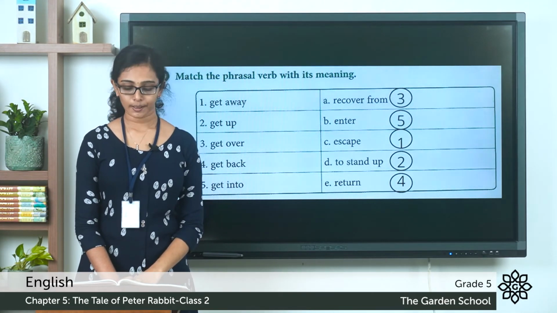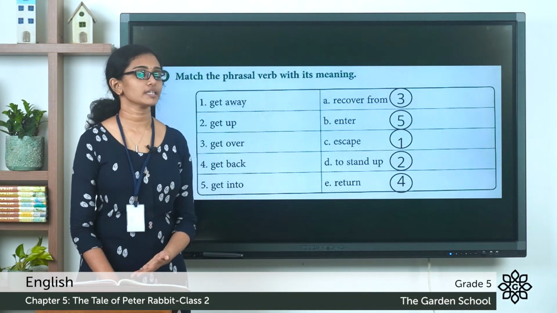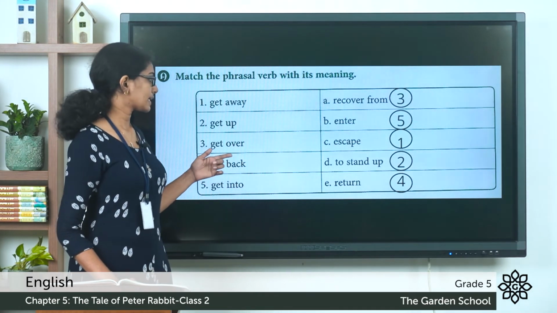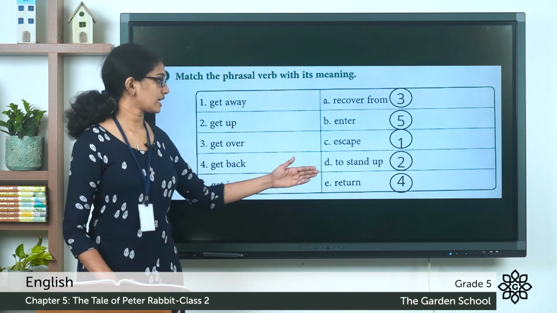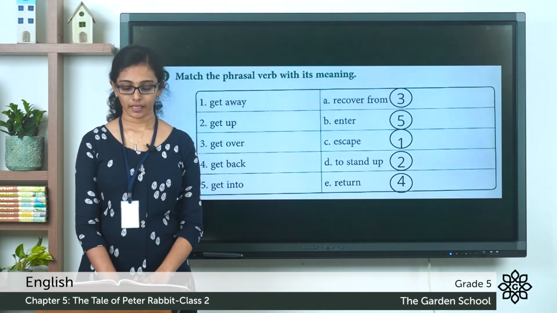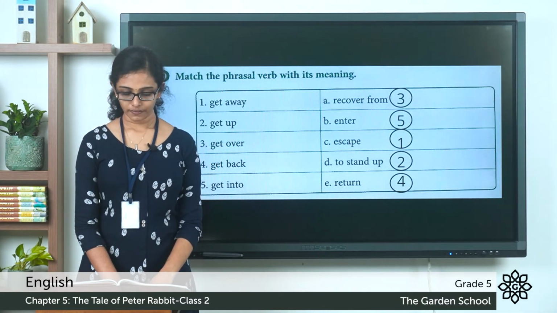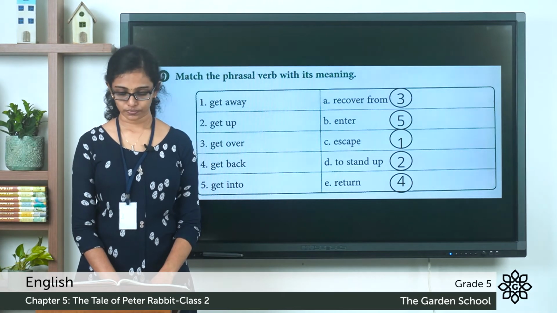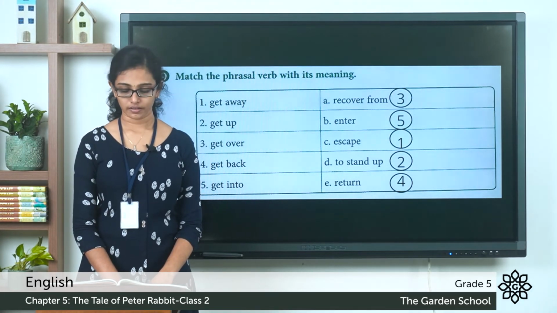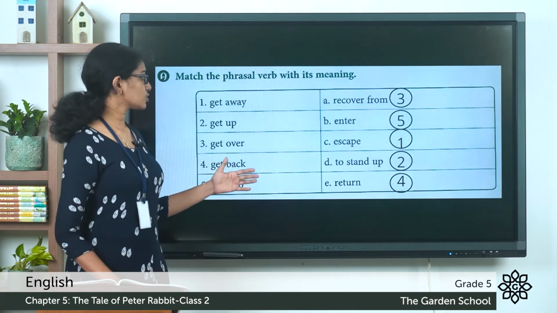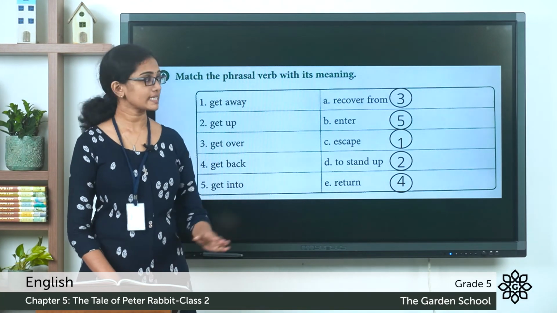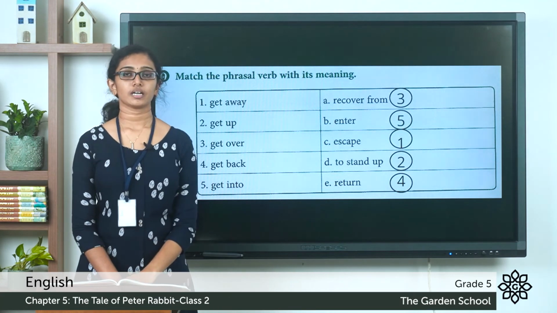Now 4, get back. To get back means to return. So fourth one, get back. The correct option is E, return. Now fifth one, get into. The correct option is enter, option B. So to get into means to enter. We can number the options in the correct order.